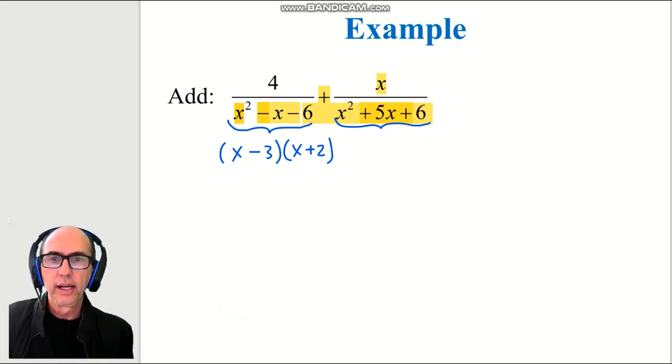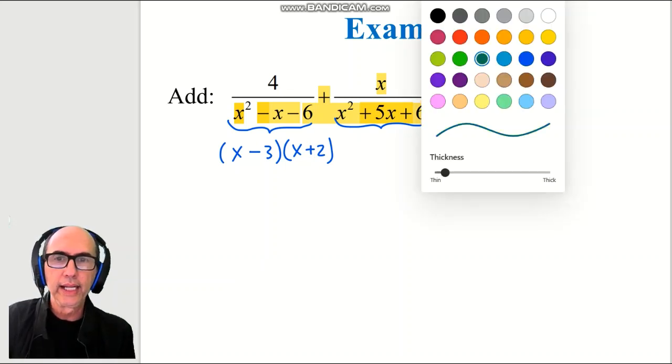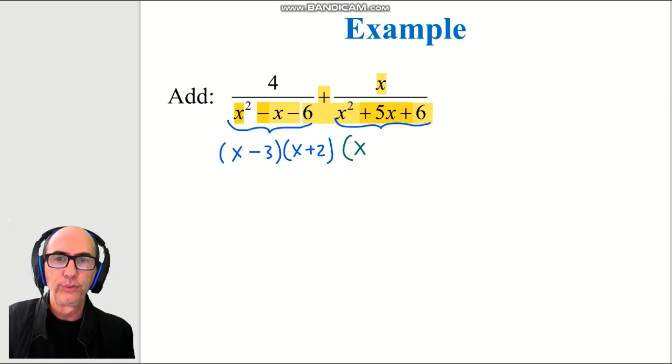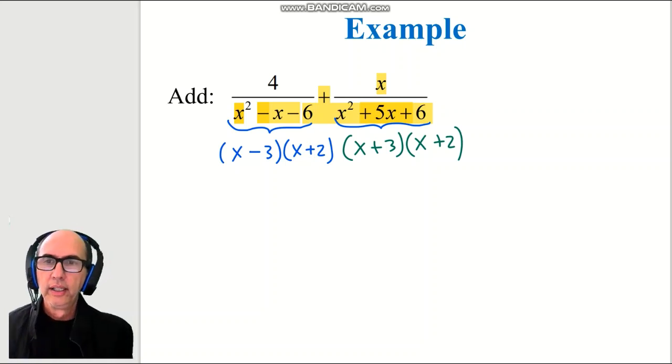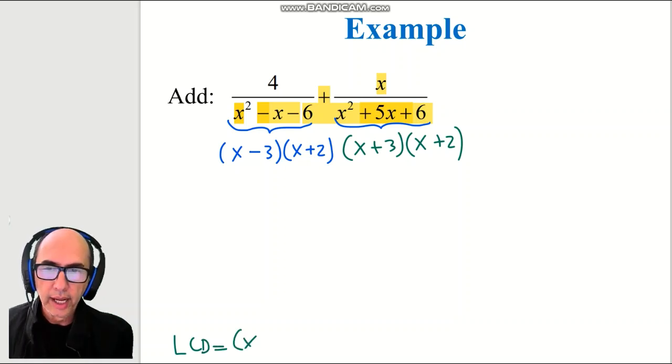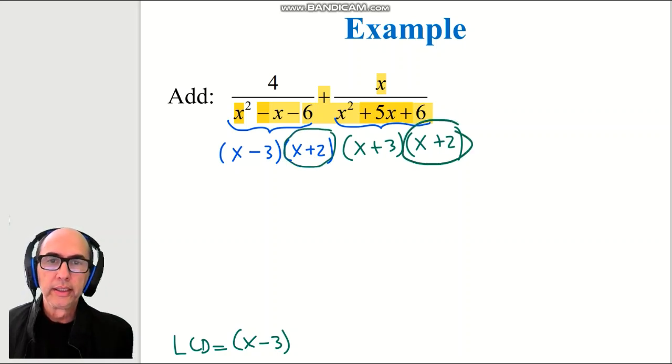Another one. Two numbers that multiplied equal 6 and if you add equal 5. (x plus 3)(x plus 2). Perfect. The least common denominator, let me write here on the bottom. Only unique factors. x minus 3 is a unique factor. x plus 2 is repeated, so only once. And x plus 3.